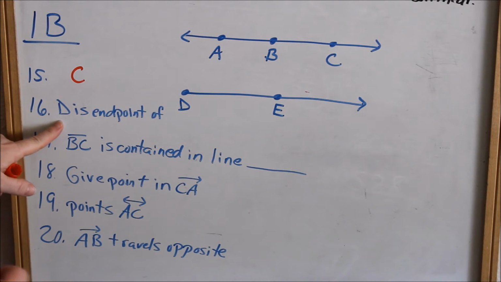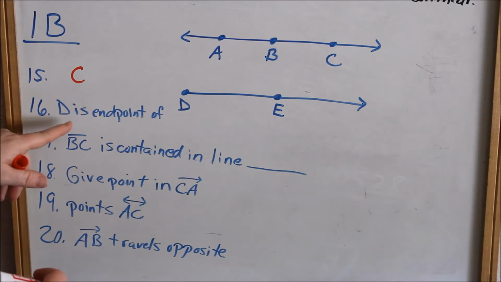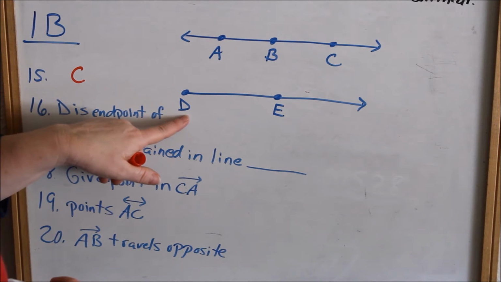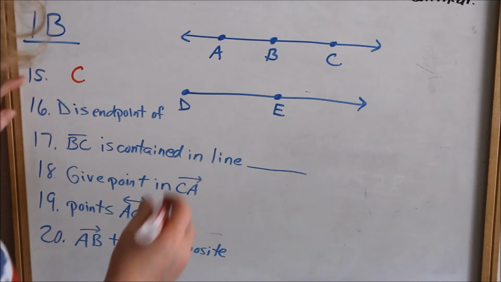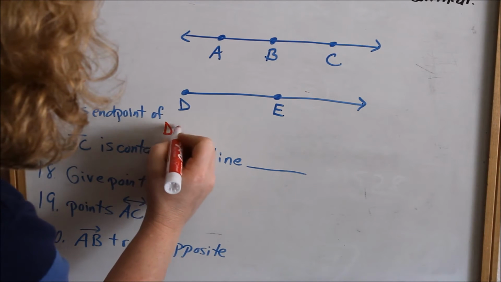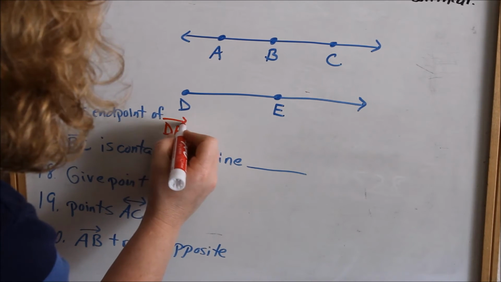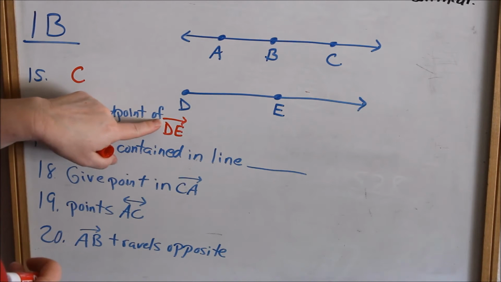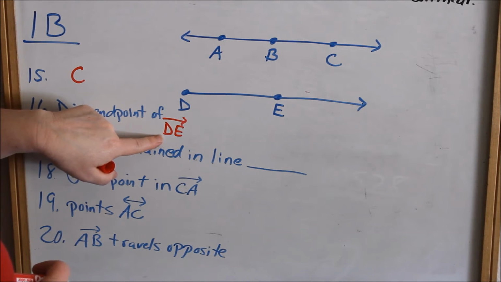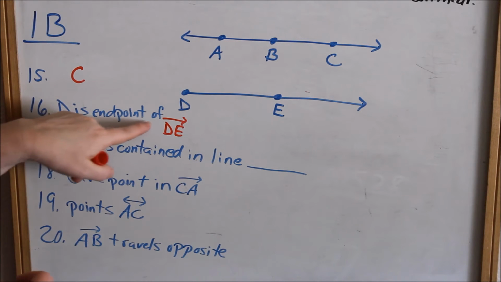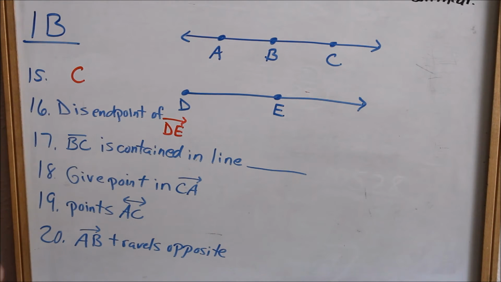Number 16, it says point D is the end point of what? So right here, point D is the end point of ray DE. So that would be ray DE. Remember, the symbol up here is important, and it's important for D to be the first letter because that is the end point of the ray. D is the end point of ray DE.